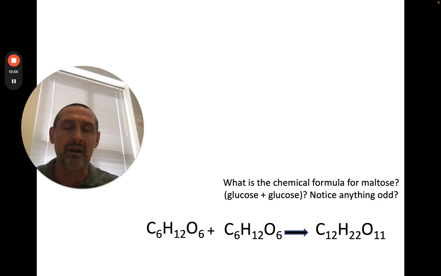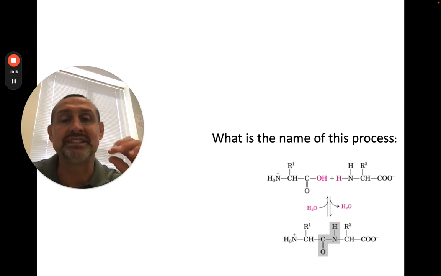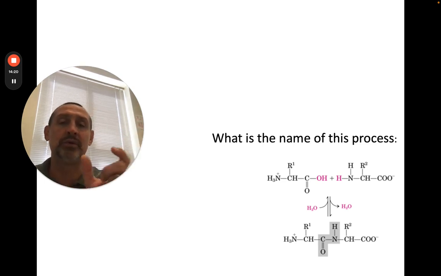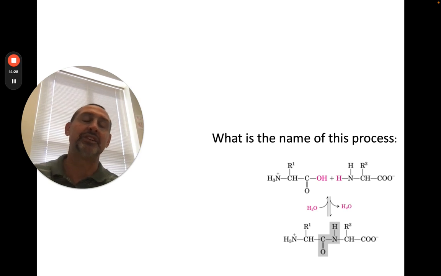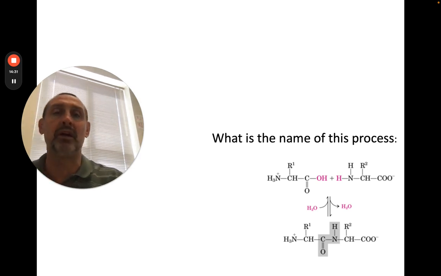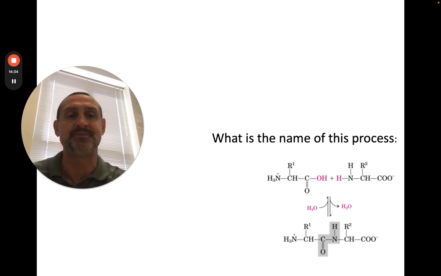But you'll notice something odd. 6 carbons plus 6 carbons is 12. 12 hydrogens plus 12 hydrogens, how does that equal 22? And 6 oxygens plus 6 oxygens, how does that equal 11? Well, that's because we've lost something. We've lost 2 H's and 1 O. That is called dehydration synthesis. So we put it together, synthesis, but we lose water, dehydration. There's a lot of organic reactions that are dehydration synthesis. We put the molecule together, but we lose water in the process.